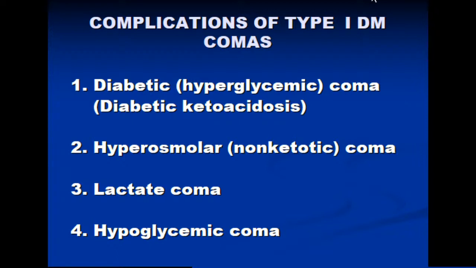Students, we continue our lecture. Now we will consider acute complications of diabetes mellitus. Acute complications are comas. There are the following: diabetic hyperglycemic coma, diabetic ketoacidosis, hyperosmolar non-ketotic coma, lactate coma, and hypoglycemic coma.